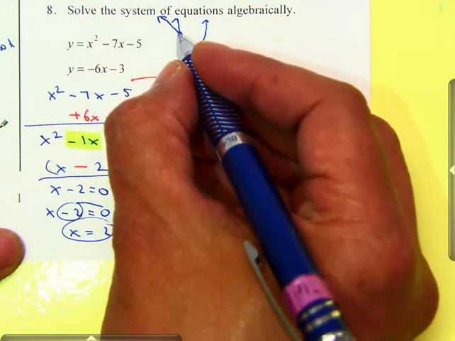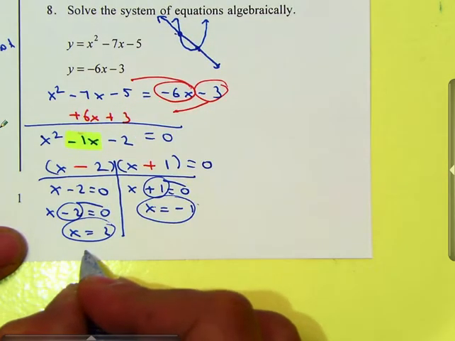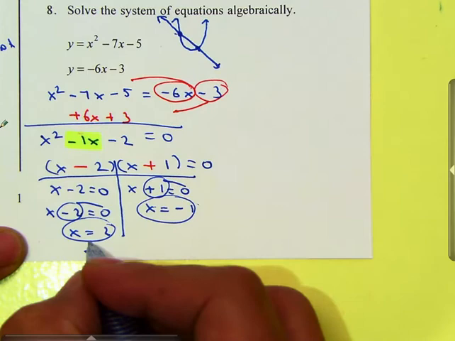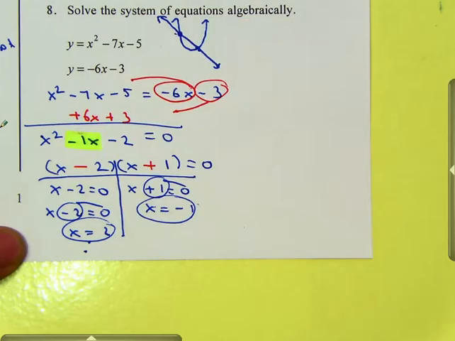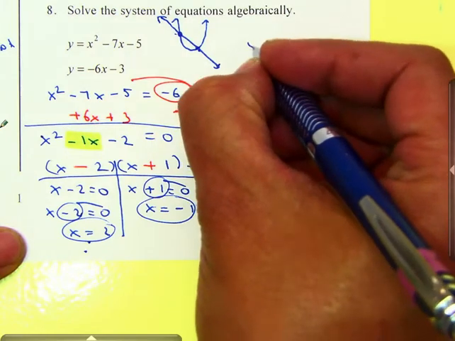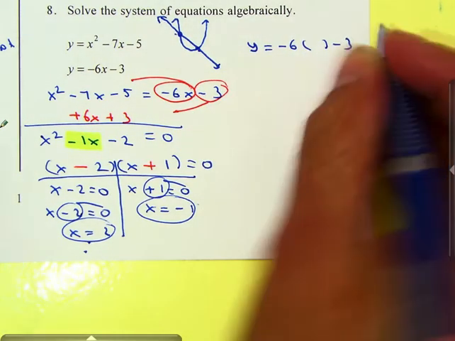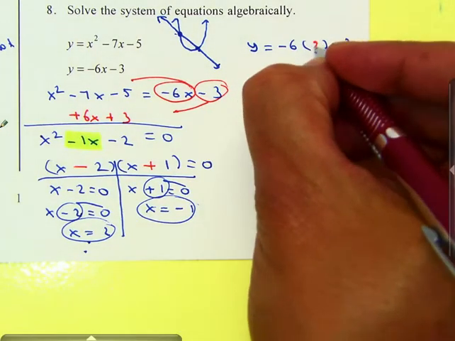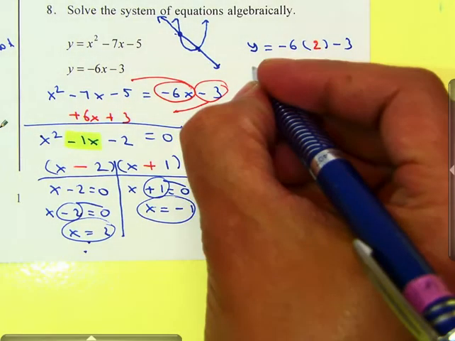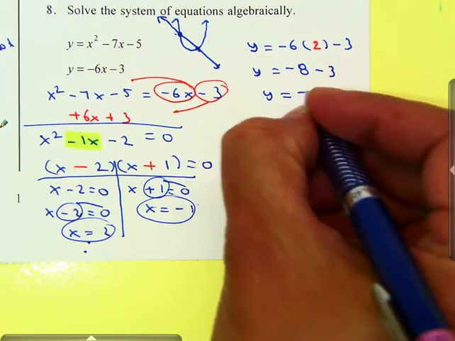Remember that we're looking for 2 points of intersection. I need to find the y value for the first one. So I'm going to take the 2 and I can plug into the first or second equation. Which will be easier? Correct, second equation. So y equals negative 6x minus 3. But now instead of the x, I'm going to plug in a 2. And I'm going to simplify. Negative 12 minus 3... y equals negative 15.